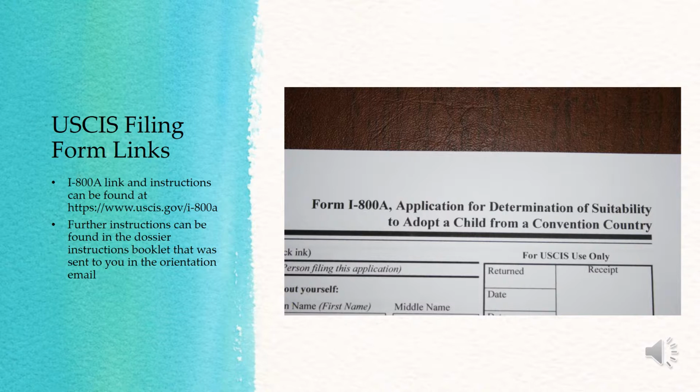you are required to mail in an original completed finalized home study along with the application, so this is nothing to worry about now. But later on in the process, once your home study is finalized, you may go ahead and apply for your I-800A for the immigration approval and then continue to work on your dossier and completing all the dossier documents. You can find a link to that form here, and also there's further information on how to complete this in the dossier instructions booklet that I have sent you in the orientation email.